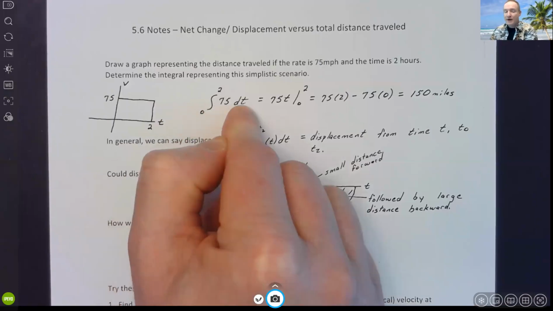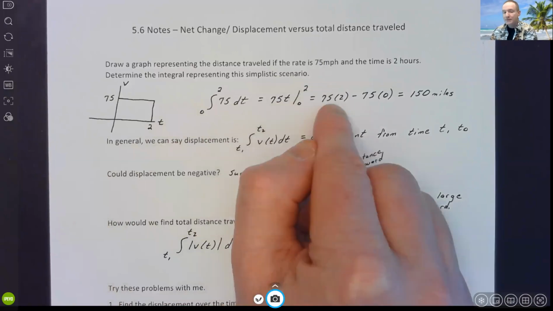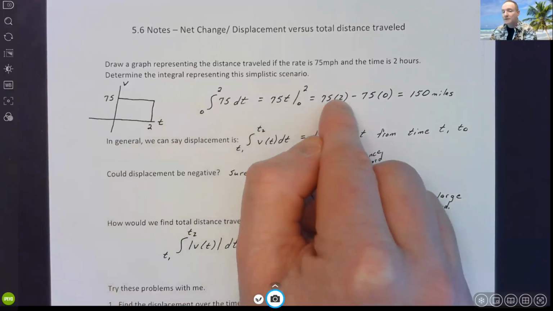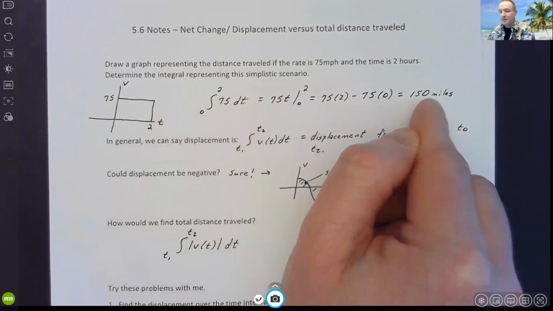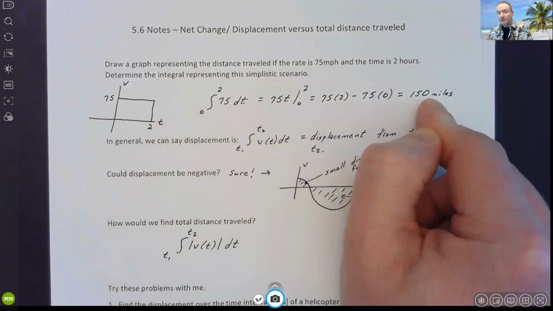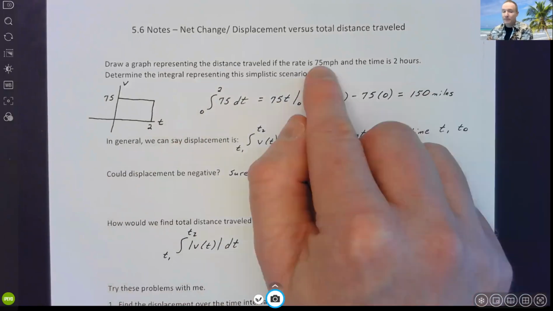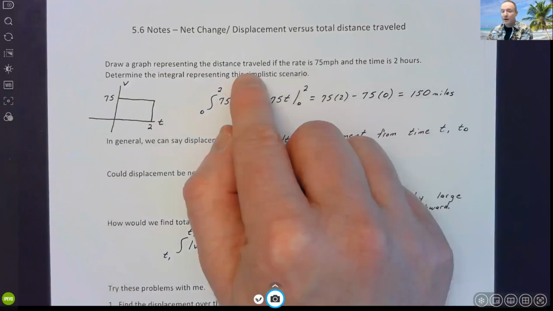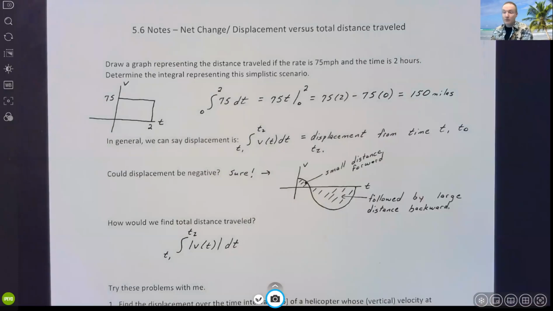That gives me 75t evaluated from 0 to 2, which of course is 75 times 2 minus the initial position, 75 times 0, gives me my displacement. I've traveled 150 miles over this region. Now, that makes the basic problem, the simplistic scenario where you have a constant function, more complicated, but it's going to make the other scenarios possible.